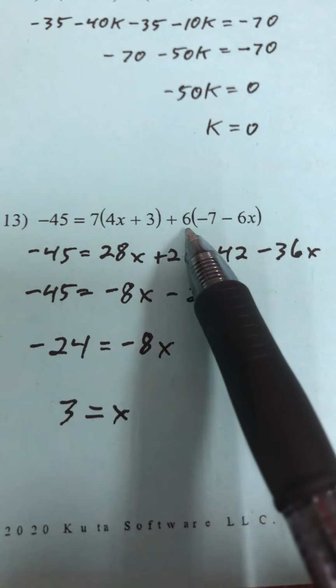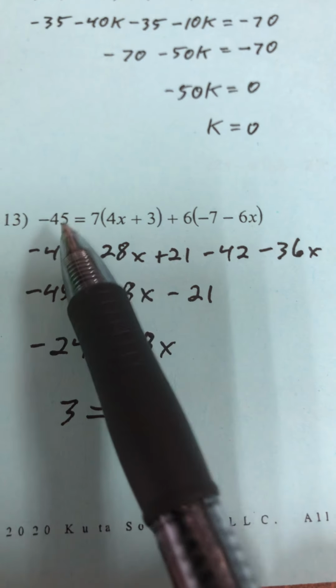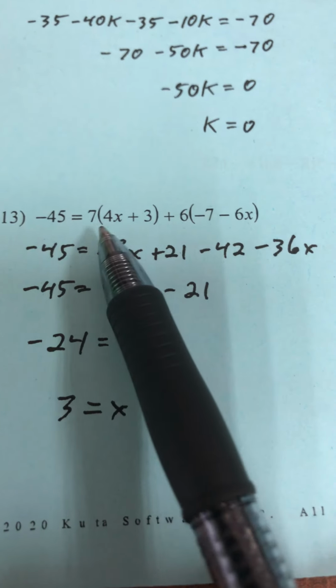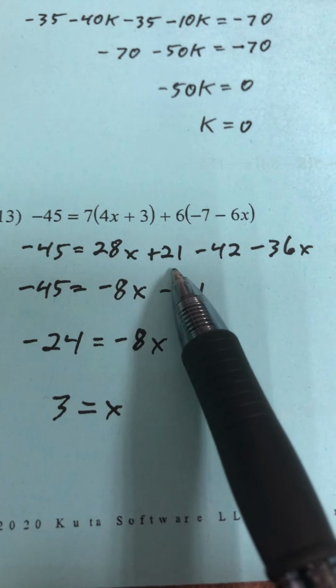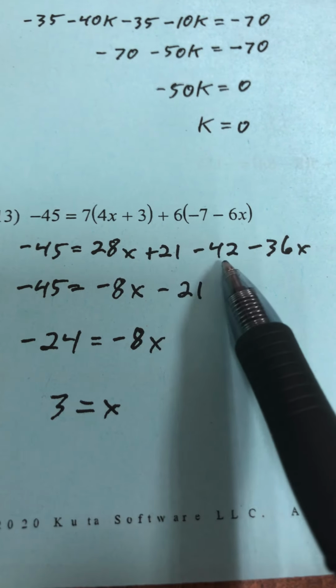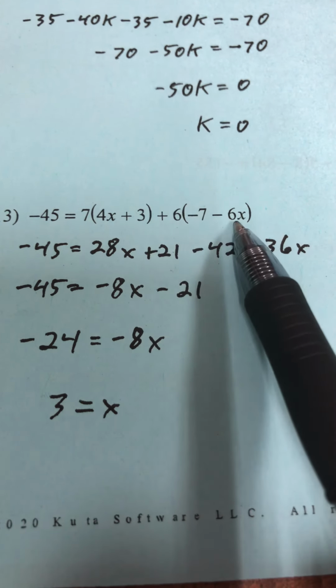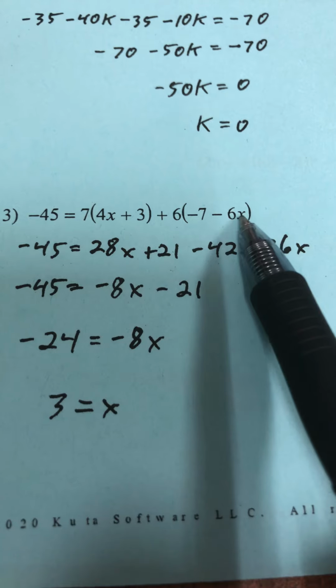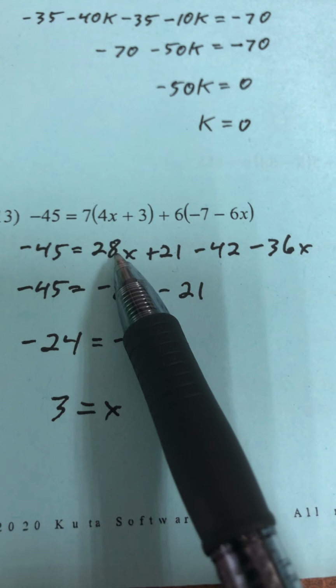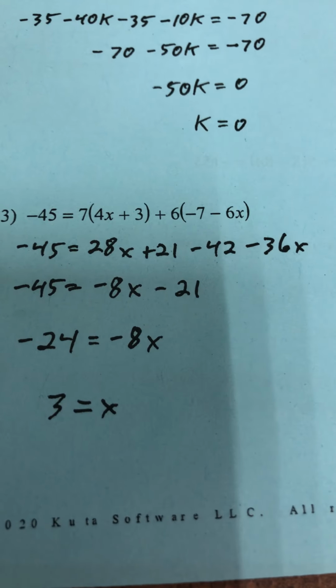And then here I have two distributive properties again. So I just bring this stuff down that I'm not working with yet. 7 times 4 is 28. 7 times 3 is 21. 6 times a negative 7 is negative 42. And 6 times a negative 6 is 36. This one was with the variable, so I bring that variable down with it.